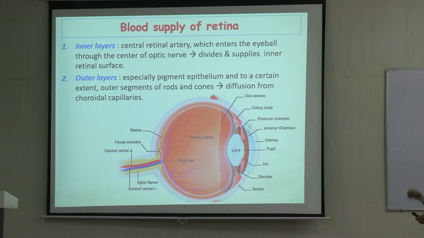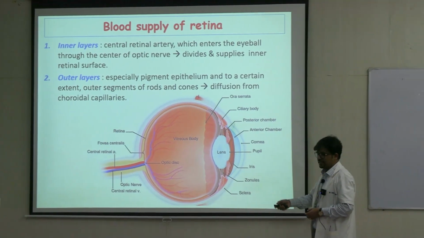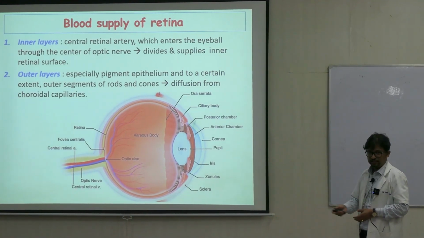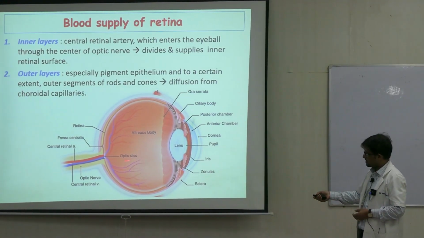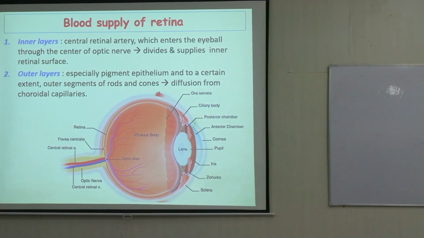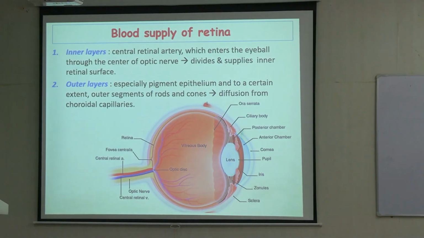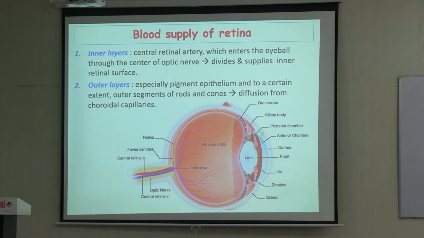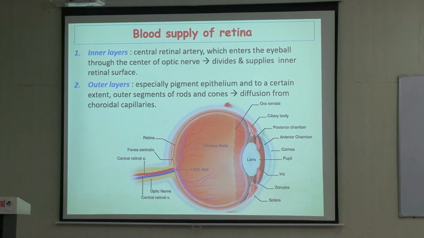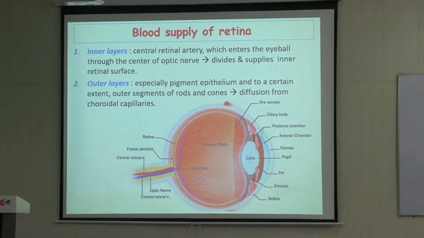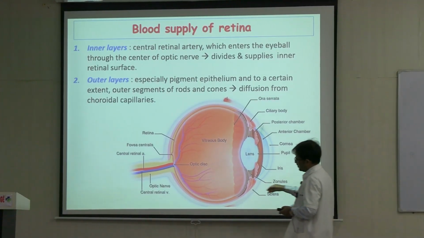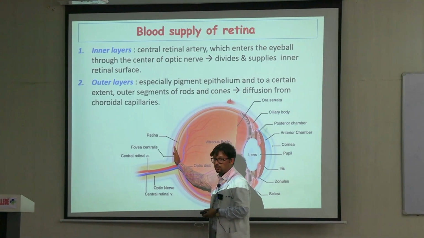Now blood supply of the retina comes from the central retinal vessels which travel through the same pathway, right, as the optic nerve. It emerges out here and at the optic disc, and it ramifies into smaller branches. So all the inner layers of the retina, right? They are supplied by branches from these vessels. The outer layers of the retina, specifically pigment epithelium, they get their blood supply from diffusion from the choroid. Remember, pigment epithelium is outermost.